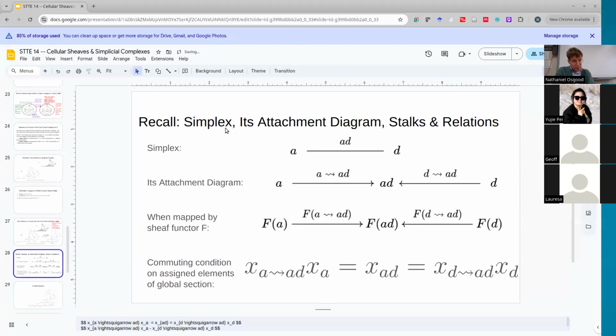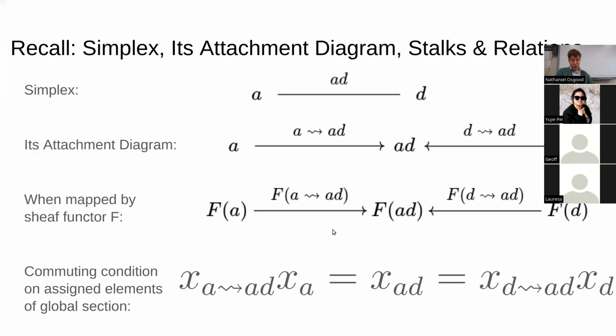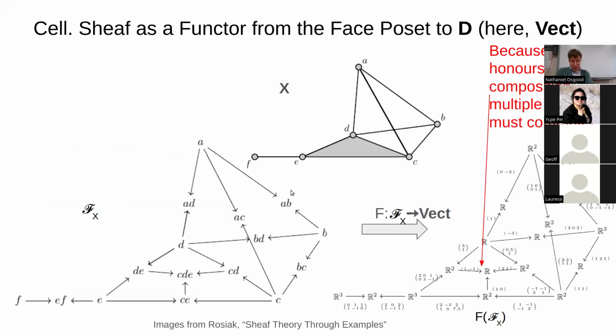Okay. So you remember that we have these attachments between A and AD. Those get mapped into some morphism within our space. So this is an attachment, D to AD. It gets mapped over to some mapping between those vector spaces, right? This one here, CD to CDE, gets turned over to a mapping between those vector spaces.